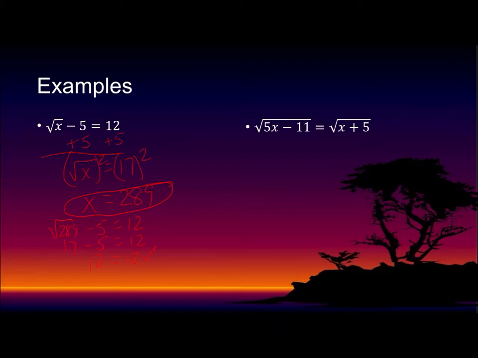On the right side, we are going to square both sides first. Now they both have a radical, and both radicals are isolated, so we are going to square them both.